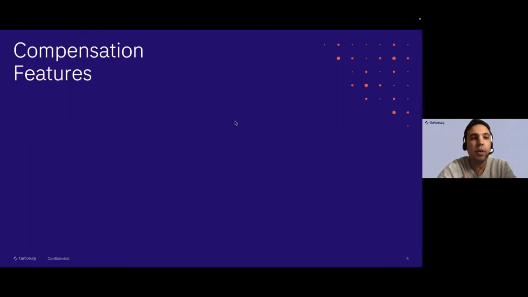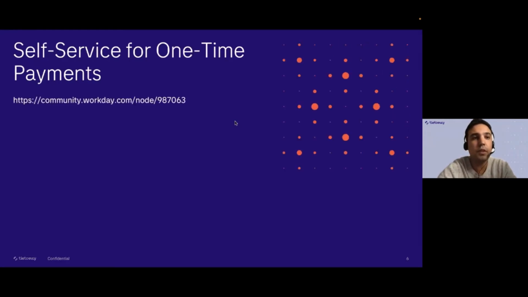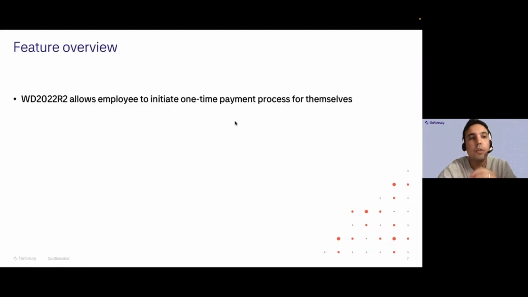We'll start first with basic compensation features, and then in the second part, I will go with advanced compensation new features. So let's start with basic compensation first. The first feature I want to present is self-service for one-time payment. With Workday 2022R2, your employee can initiate a one-time payment process for themselves.